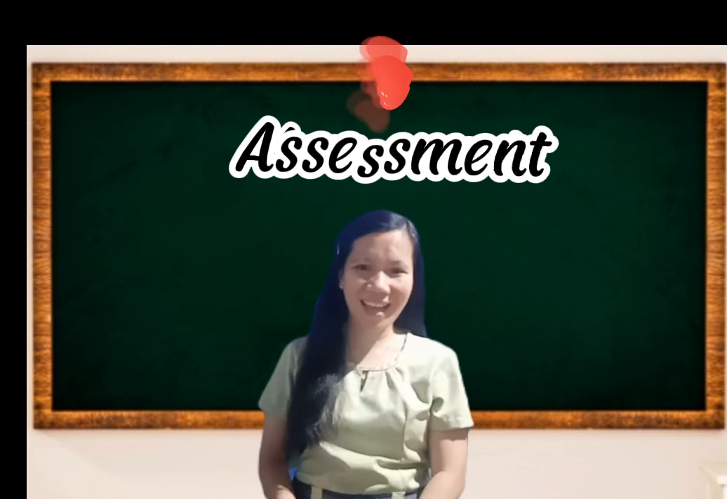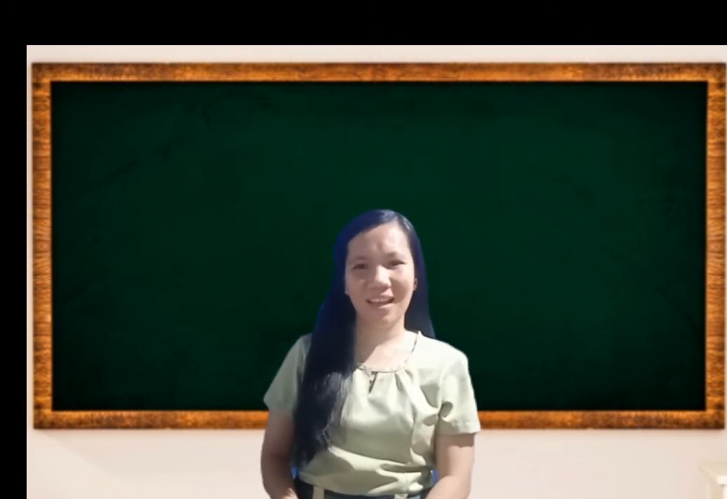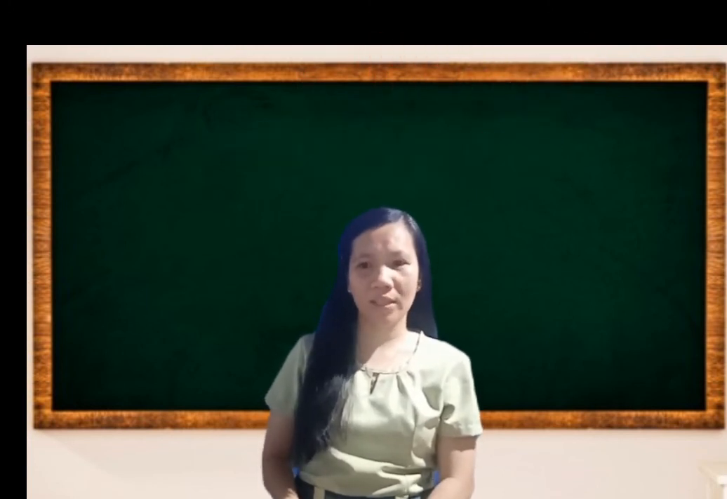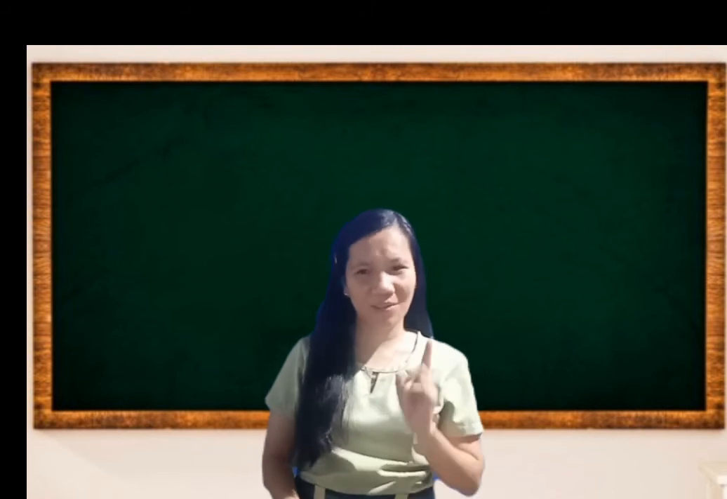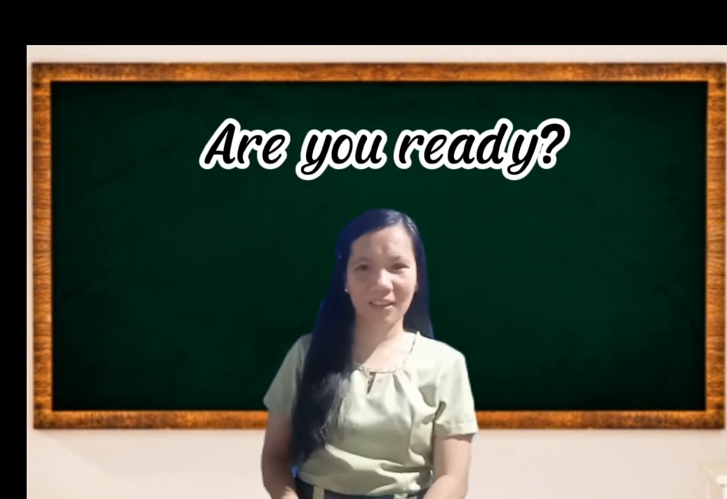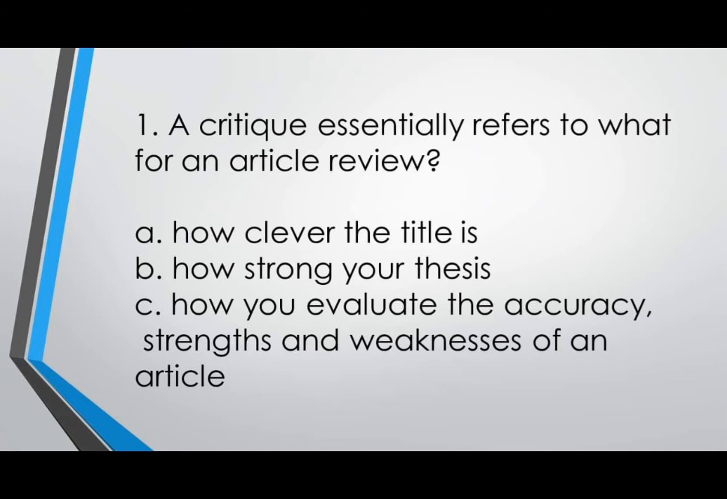It's assessment time! I will be reading the statements once and you write the letter of the correct answer within 5 seconds. Are you ready? Let's begin. Number 1. A critique essentially refers to what for an article review? A. How clever the title is. B. How strong your thesis. Or C. How you evaluate the accuracy, strengths, and weaknesses of an article.